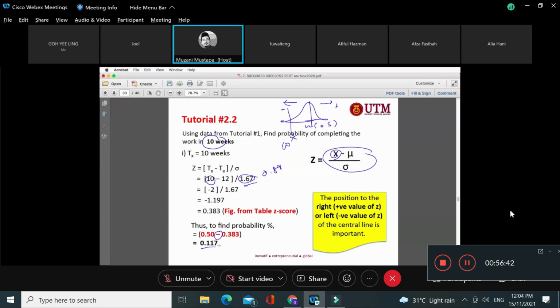So you get the probability is 0.11. If you translate it to 100, 11.7% chance that the particular project can be completed. Nampak tak? Daripada 12 weeks, tak sampai pun seminggu, the chances ni turun, jatuh 11% only. Right? So that's why 1 minggu, 2 minggu memainkan peranan yang besar.